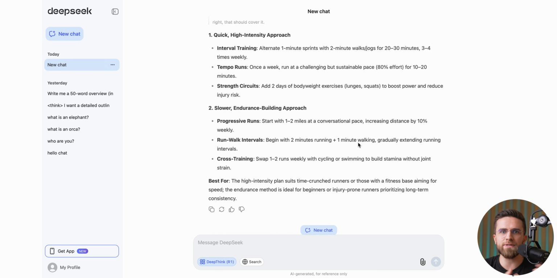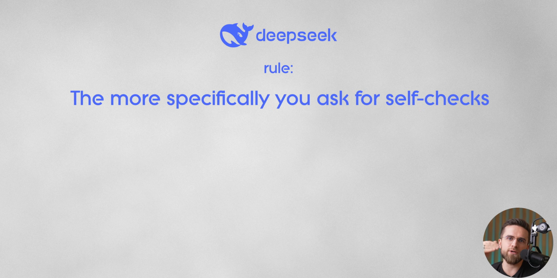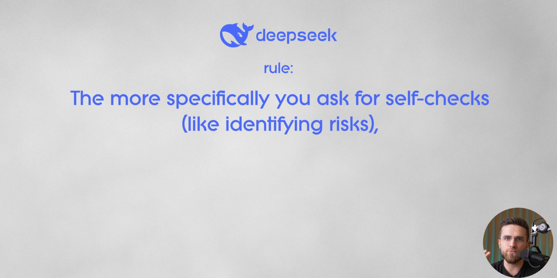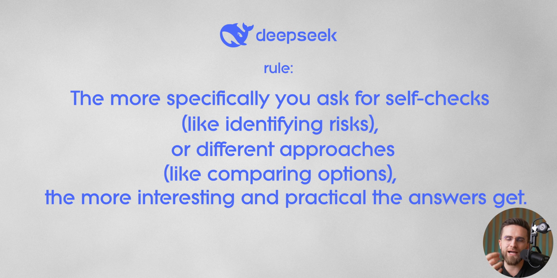If you just said, how do I train for a 5K run, you'd probably get a one-size-fits-all answer. But by asking for 2 approaches, you will see different angles. Maybe one focusing on speed drills and another focusing on steady endurance. And the final line ties it all together, showing which approach fits which type of runner. The more specifically you ask for self-checks, like identifying risks, or different approaches, like comparing options, the more interesting and practical the answers get. You're basically guiding the AI to step out of a single track answer and consider multiple perspectives or possibilities.